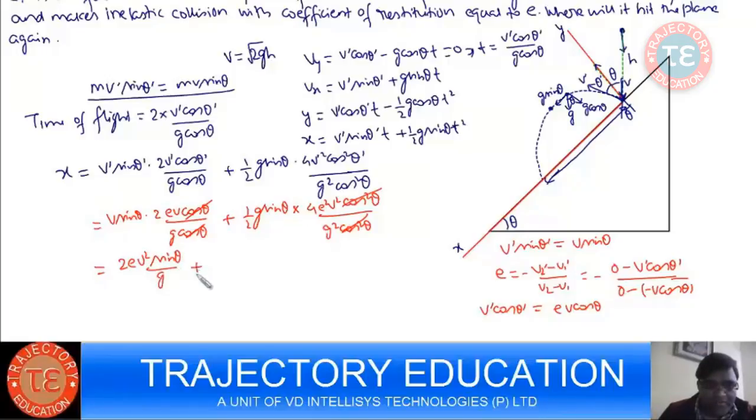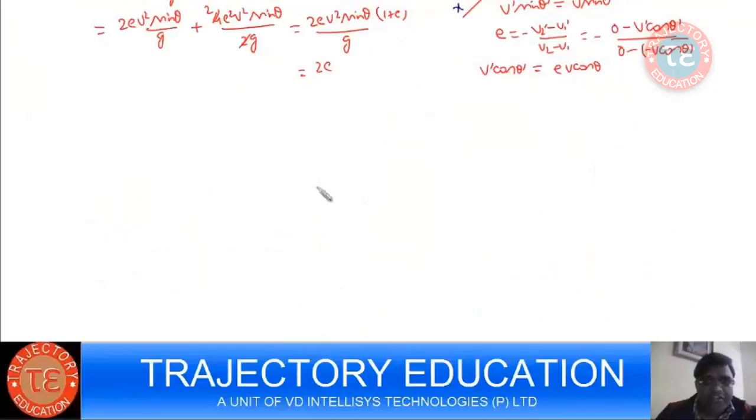sinθ by g plus 4e²V² sinθ upon 2g. So this will cancel out, right? When you cancel out, what do I get? I get 2eV² sinθ into 1 plus e upon g.